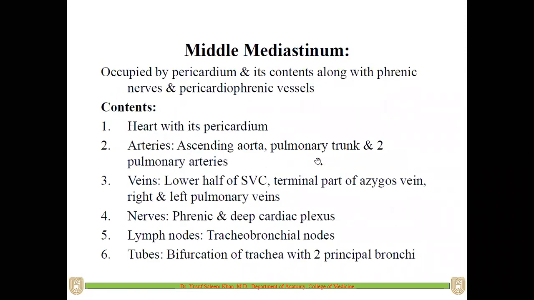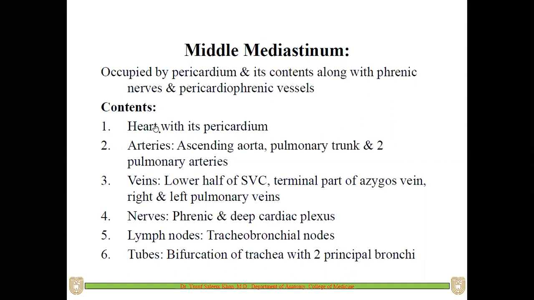Now coming to the middle mediastinum. What is middle mediastinum? As I said, it is the heart and its covering, along with some of the other structures. Okay, so the middle mediastinum is occupied by the pericardium and its contents. So whatever is within the pericardium, all will be part of the middle mediastinum. So the pericardium, that is the covering of the heart, and its contents along with the phrenic nerve and the pericardiacophrenic vessels. So all this will be part of the middle mediastinum.